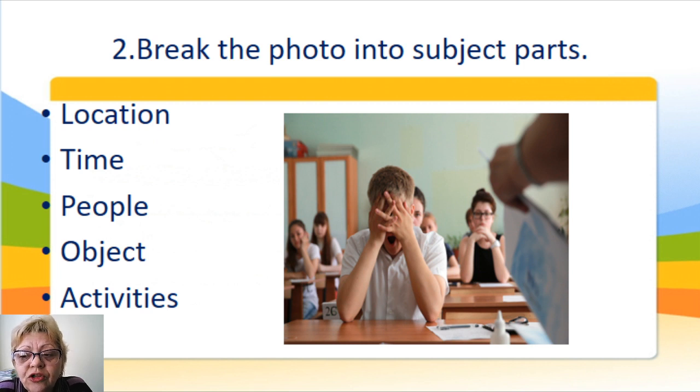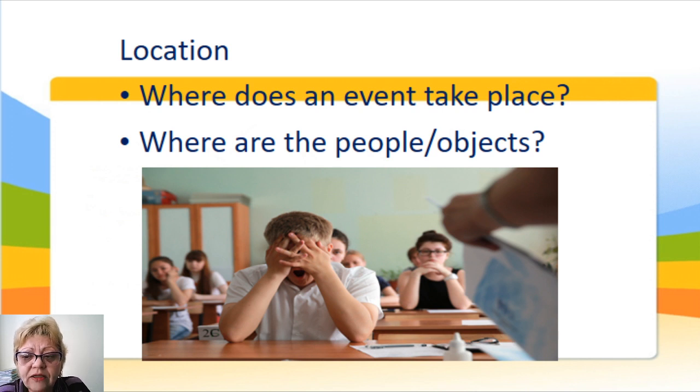Then break the photo into subject parts. What parts? То есть разбиваем картиночку на отдельные кусочки. Location. Location means place, where event happens, where event takes place. Да? Место. Time, people, object, and activities. First, let's take this picture as an example. So, location. Where does an event take place? Where are the people or objects? What can you say about this picture? It takes place at school, at the lesson.